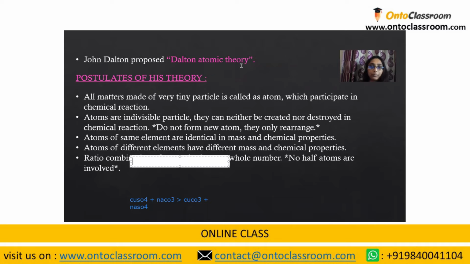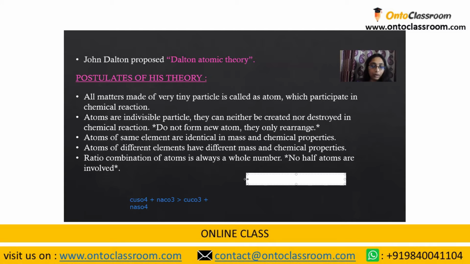Coming to the last postulate, the ratio of combination of atoms is always a whole number. No half atoms are involved. So what exactly is he trying to say? Imagine a water molecule, H2O, which has two hydrogens and one oxygen. So this gives a whole number, and again we can see that no half atoms are involved.